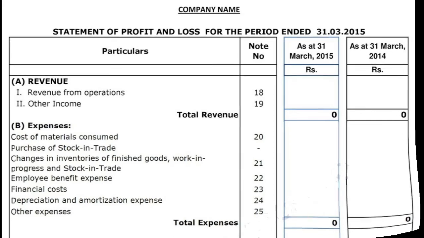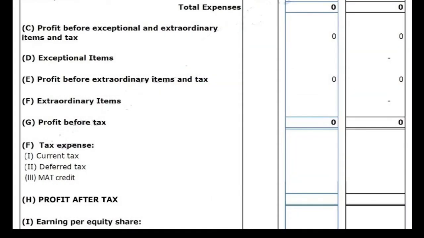Then after that it will be profit before exceptional and extraordinary items. Then exceptional and extraordinary items, if any, will be deducted, and we will get the G part, profit before tax. From that, tax expenses like current tax, deferred tax, and any MAT credit, if available, will be subtracted, and finally pure net profit after tax will be available, and finally EPS, that is earnings per share, will be calculated. Now we will discuss in detail, one part at a time.